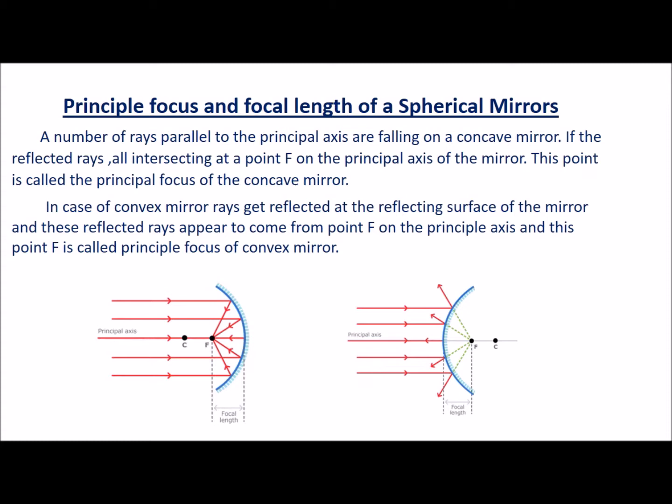Principal focus and focal length of spherical mirrors. A number of rays parallel to the principal axis are falling on a concave mirror. The reflected rays all intersect at a point F on the principal axis of the mirror. This point is called the principal focus of the concave mirror. In case of a convex mirror, rays get reflected at the reflecting surface of the mirror and these reflected rays appear to come from point F on the principal axis, and this point F is called the principal focus of the convex mirror.